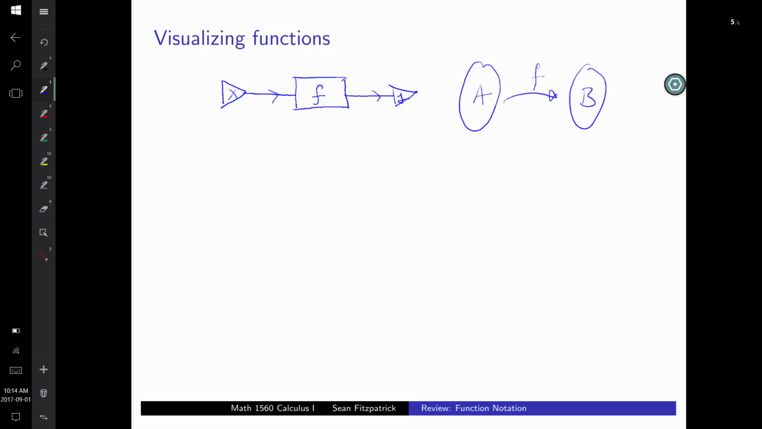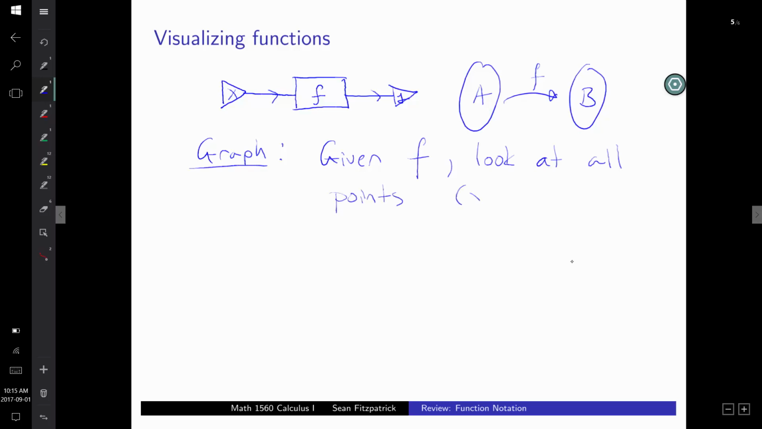But the most common way that we visualize functions is with graphs, right? So if I give you the function f, I look at all points x comma y. So how do I decide if a point is on the graph? Well, if y happens to be equal to f of x for some x value.